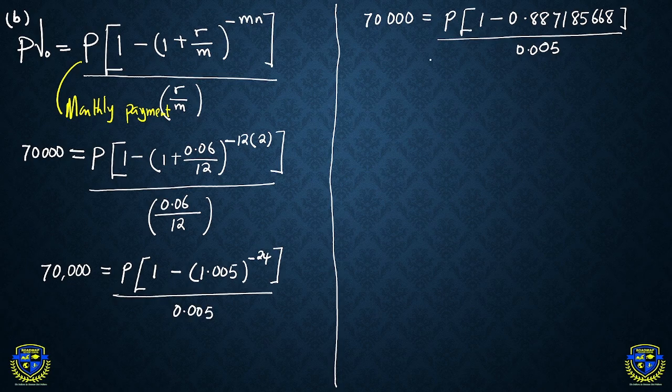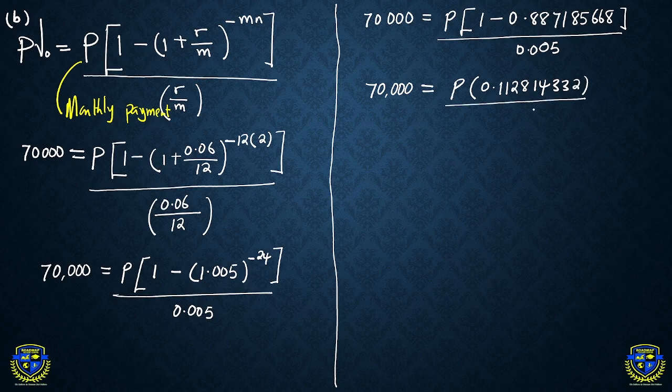Okay, so we continue. When you subtract 1 minus 0.887185668, we're going to have 70,000 being equal to P times 0.112814332, divided by 0.005. So you're going to divide now.